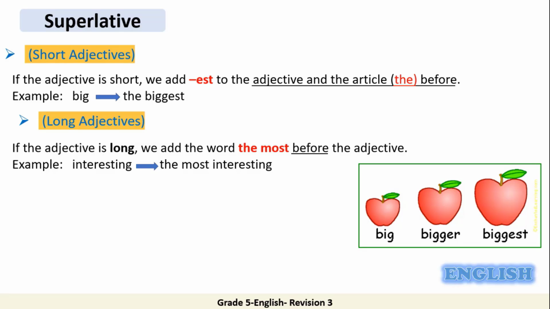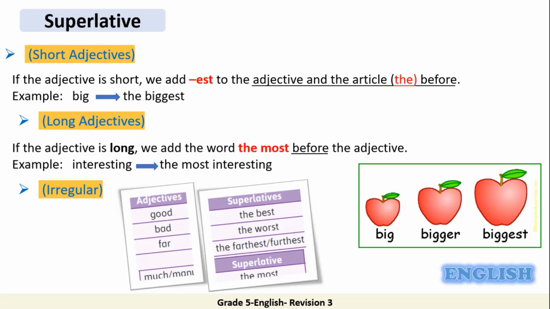The last thing is irregular adjectives. Here the word good will be the best. The word bad will be the worst. The word far will be the farthest or furthest. Much and many will be the most.